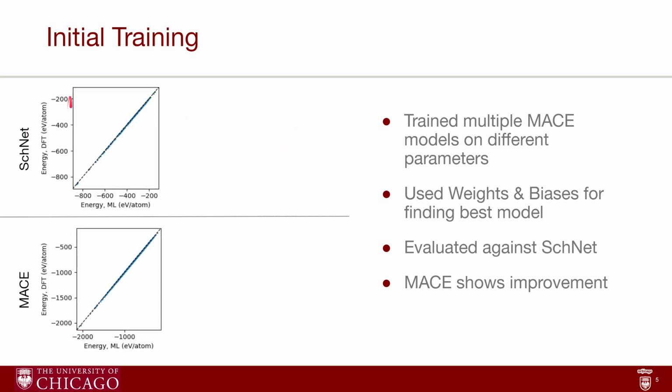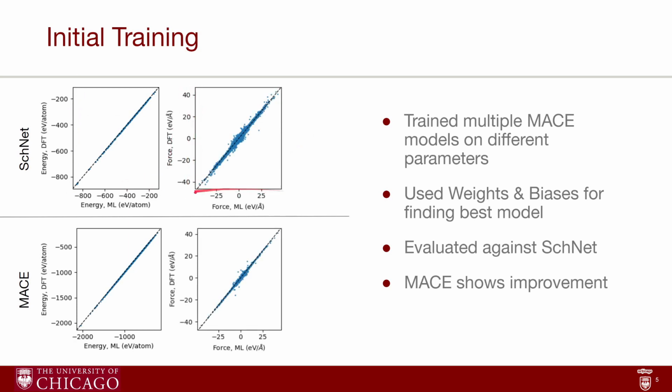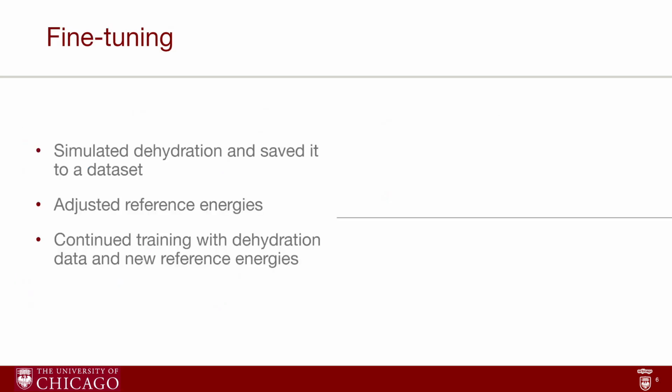These graphs show the real energy versus the model's predicted energy, and these graphs show the real force versus the model's predicted force. There was already an improvement, with MACE's force predictions more accurate than SchNet's. Once I had found the best model from the initial training and evaluated it, I moved on to fine-tuning.